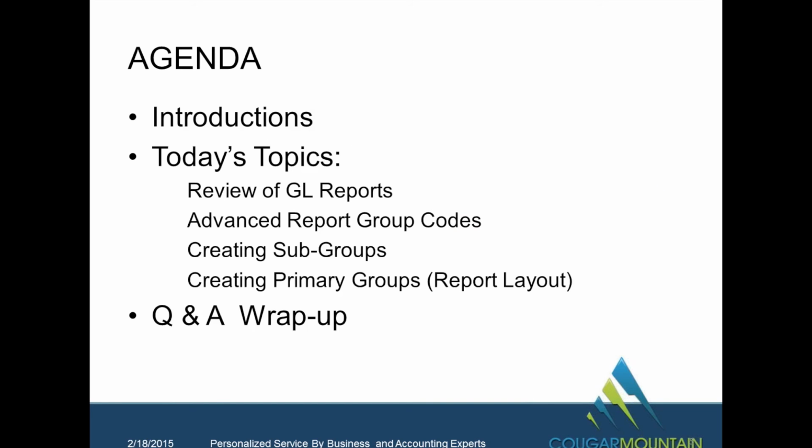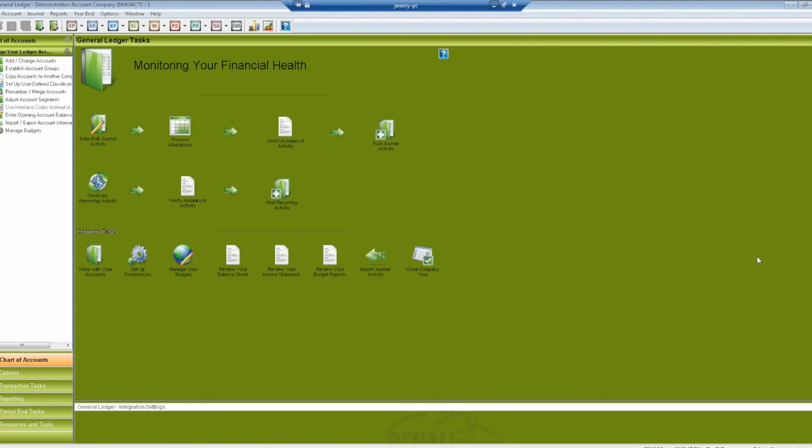Okay, so today's topics, we're going to do a quick review of the General Ledger Reports, which will steer us into the Advanced Report Group Codes, which is what our webinar today is all about. Basically, setting up advanced report groups so you can customize your general ledger financial reports how you need them to appear. We'll talk about creating the subgroups and then the primary groups, which is the actual report group layout. So with that, we'll go ahead and get started.